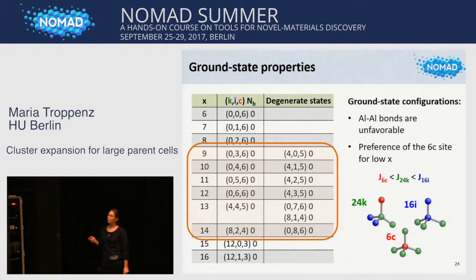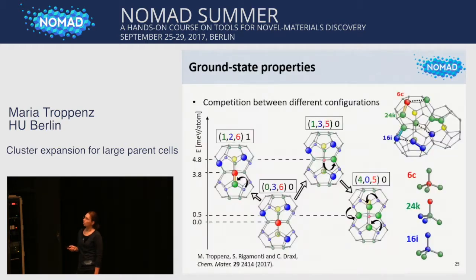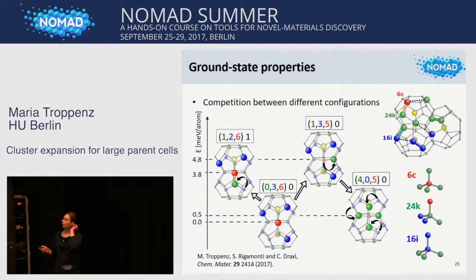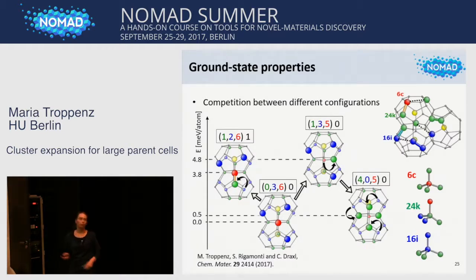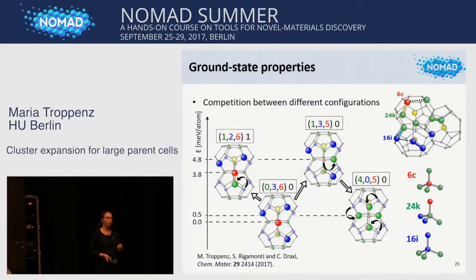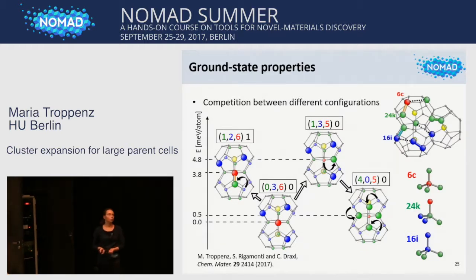Then in the middle region from 9 to 14, we have a competition of energetically really similar structures. And this I want to explain with an example of composition 9. Here you see 4 different configurations at composition 9 aluminum, and their energy. So the ground state has 0 energy and has the configuration with full occupation of the 6c site, and the other 3 remaining atoms go to the 16i site.